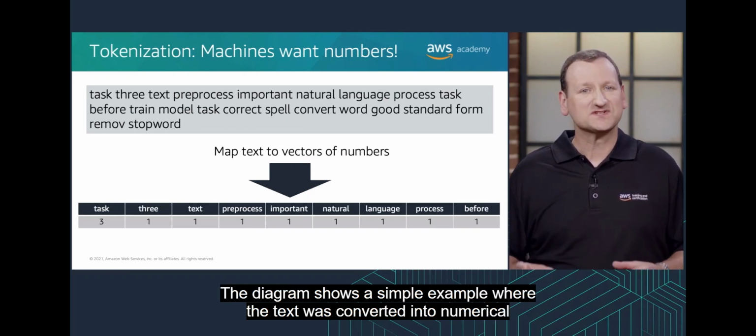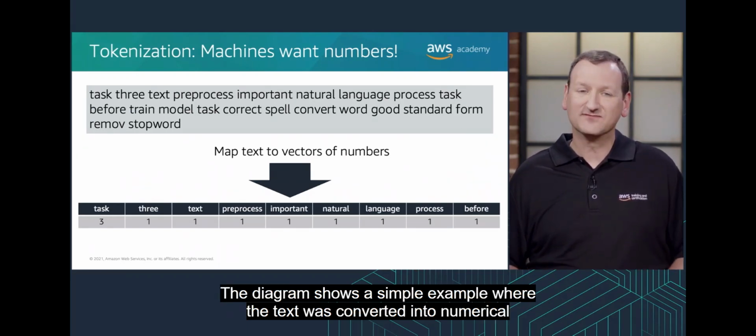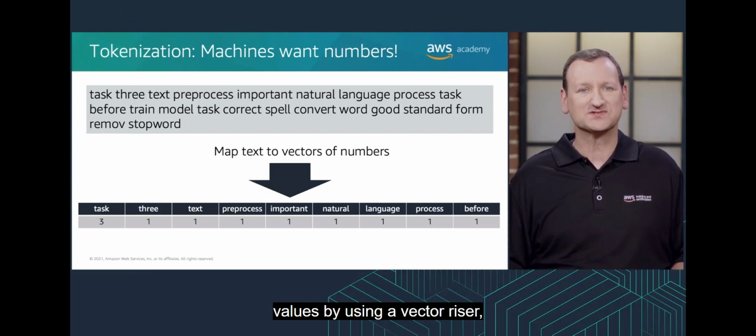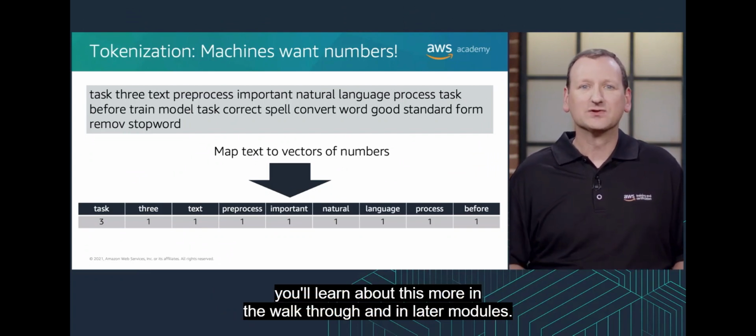The final task is converting the text into numerical values. The diagram shows a simple example where the text was converted into numerical values by using a vectorizer. You'll learn about this more in the walkthrough and in later modules.